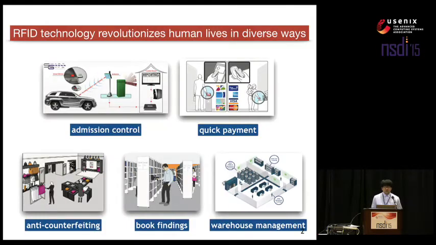RFID technology is a battery-free label stored with a unique ID. Every day in our lives, we are facing or using different kinds of RFID tags. For example, in the residential area, we use the RFID-based entrance card for admission control. And in the metro or the bus stations, we use the RFID cards for quick payment. RFID technology also facilitates our lives in other ways, such as anti-counterfeiting for the clothing manufacturers, warehouse management for the supermarket, and the book management system in the library.